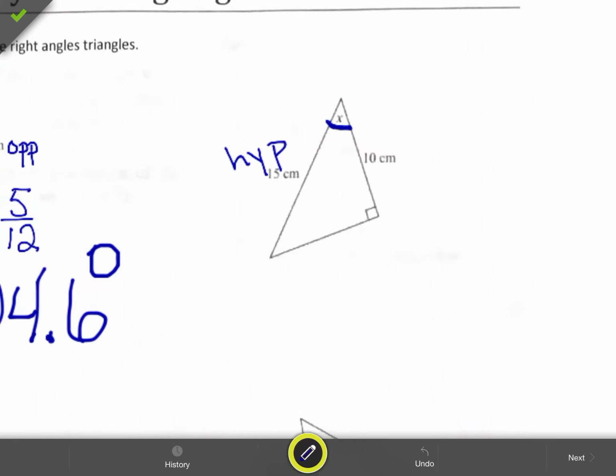Now I have to label this side right here, that is 10. So I have to decide, is it opposite my reference angle of x, or is it next to my reference angle? Is it opposite or adjacent? It is next to, so that would make it adjacent. If it's adjacent, this side is also going to touch the angle, if you want to look at it that way. So we have hypotenuse and adjacent. So next step, what trig function is that? Cosine. Good.